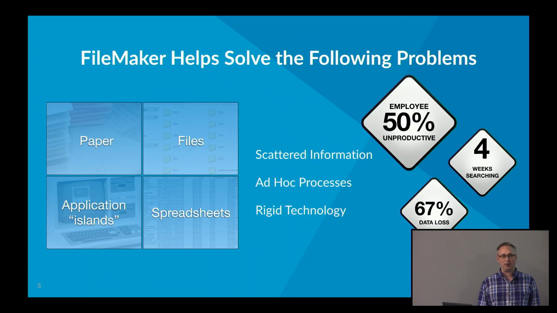So FileMaker helps to solve these problems. Often in business we have paper and files and application islands and spreadsheets, which leads to scattered information, ad hoc processes, and rigid technology that doesn't fit together. FileMaker can build custom solutions that solve a lot of those problems, eliminating unproductivity, making it faster to find documents, and eliminating data loss in a lot of cases.